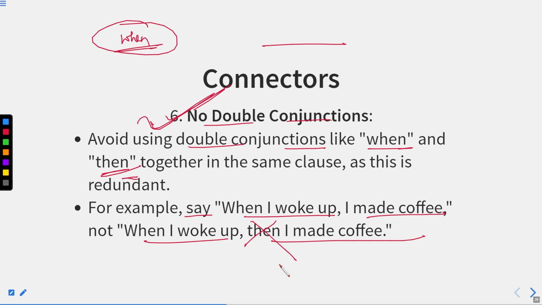We should not make unnecessary pairs. For example, after because we cannot use then. After if we cannot use then. With because we cannot use so. With therefore we cannot use so. Because single conjunctions should be used alone, whether they are single subordinates or single coordinates, single conjunctions should remain single. We should not make unnecessary pairs with them. So avoid using double conjunctions or unnecessary pairs. This is very, very important, and these types of errors occur many times in our examination.